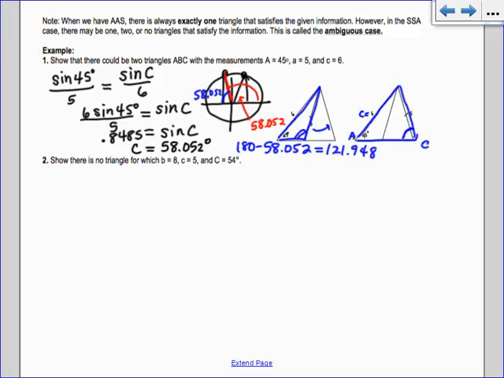Okay, so that's what's happening in these types of questions. It comes from the fact that inverse sine on our calculator only gives us one answer. There's actually two locations where that would be true.